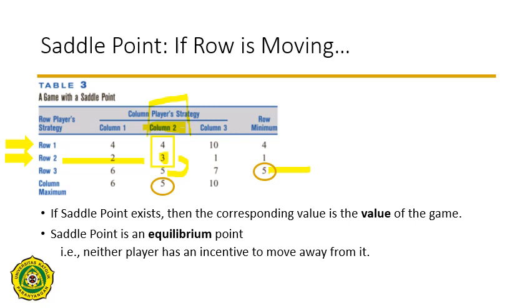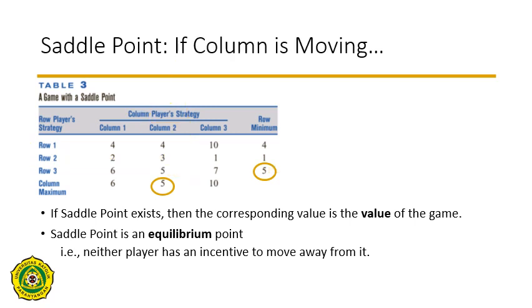Similarly, if the row player moves to the first strategy, while at the same time the column player sticks to the optimal strategy, again, the row player experiences a loss. It only receives $4, while if he or she sticks to the optimal solution, the row player will receive $5. So you can see that the row player has no benefit of moving away from the optimal strategy.